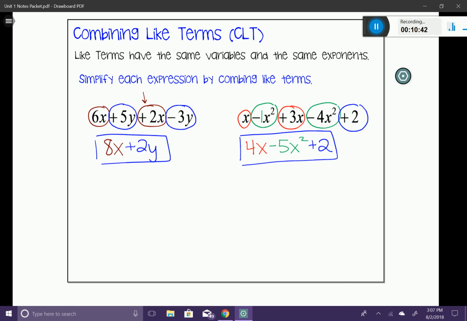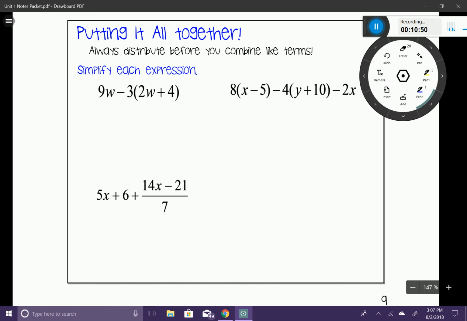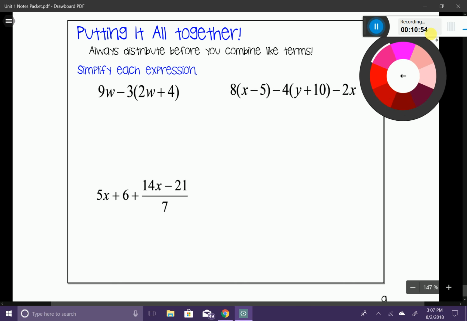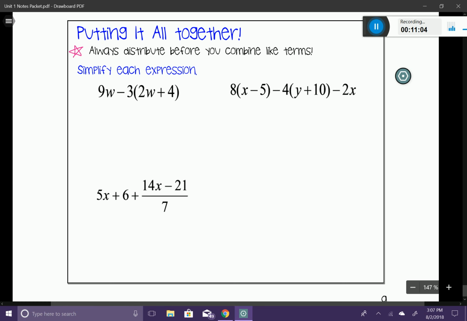So we need to know how to do that because now we're going to put distributing and combining like terms all together. All right, so let's look at the first example. Now, the key to know here is that you always distribute before you combine like terms. It always happens first. So I put that little note up here to help remind you. So let's go ahead and distribute. In this first example, do you notice how the number that's standing in front of the parentheses is negative 3? That is the number that I'm going to distribute. The 9w has nothing to do with what's being distributed.